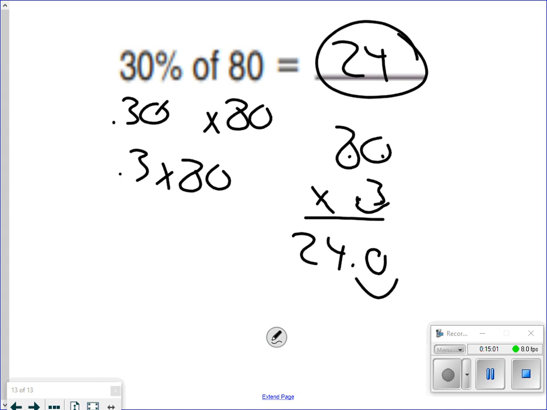It's really, really important that you know how to do long multiplication, especially in 6th grade here, okay? You have to know your facts. You have to know how to do that so you can cruise through this. Make sure your decimal is in the right spot.